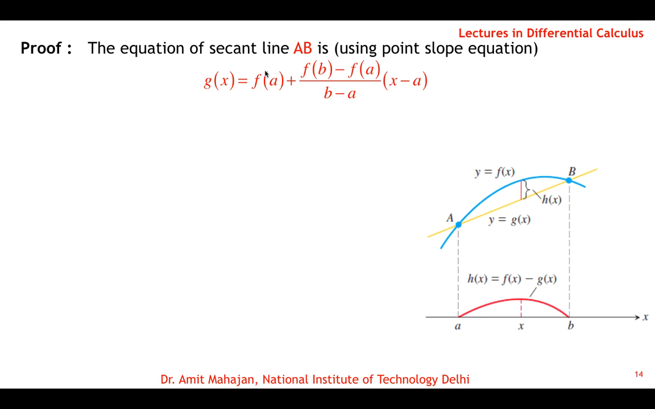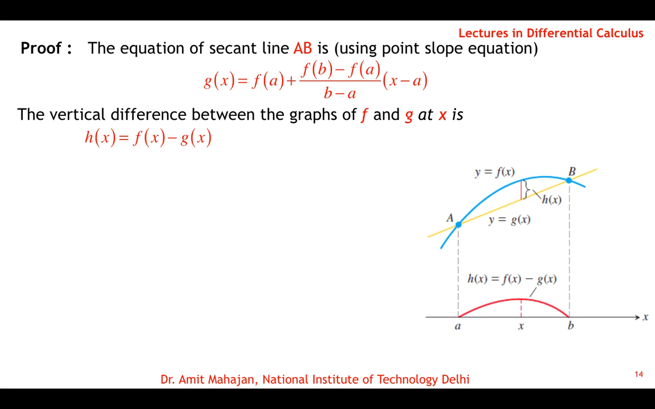Okay, so y1 is f of a, then the slope of this we know is (f(b) minus f(a)) over (b minus a), times (x minus x1). x1 is a. So we can write the equation of this secant line, and then we define h(x) to be the difference between f(x) and g(x). So the vertical difference between the graphs of f and g at x is h(x) equals f(x) minus g(x).